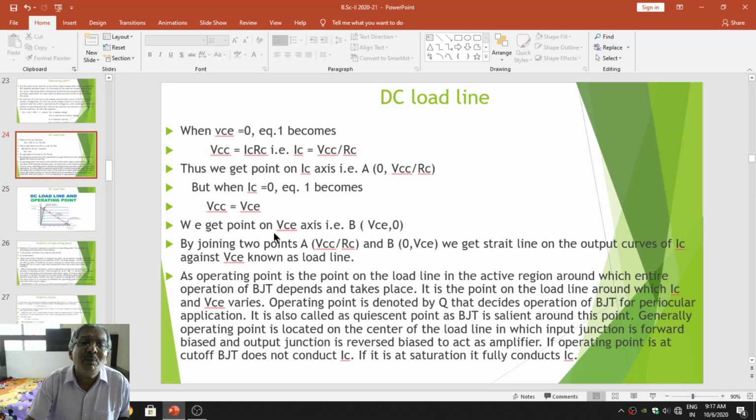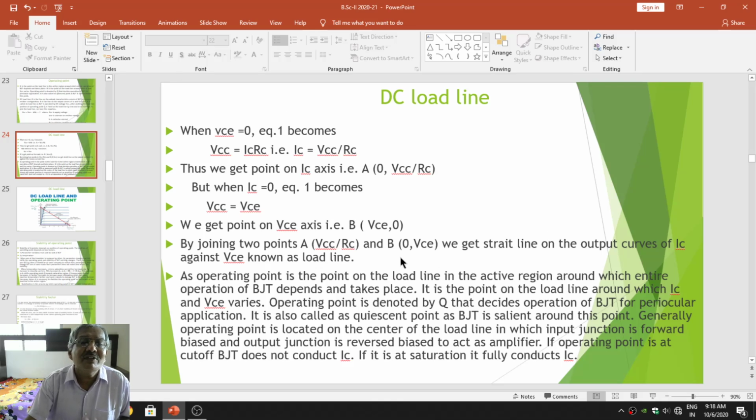We get another point on the VCE axis now. That point is, say, B, whose coordinates are (VCE, 0). Here the y coordinate is 0, and we know that when the y coordinate is 0, the point is located on the x axis, and here the x axis is the VCE axis. So point A is available on the IC axis, and point B is available on the VCE axis.